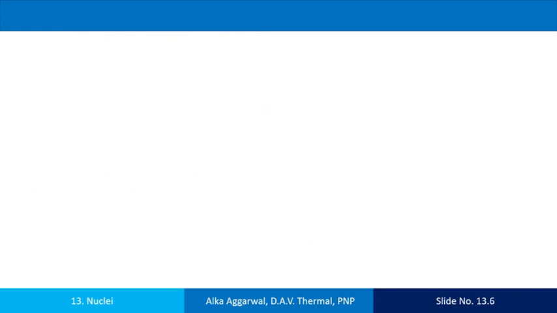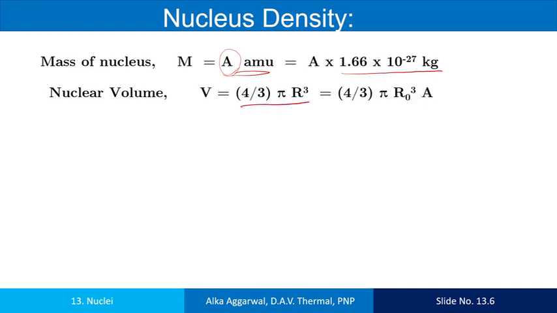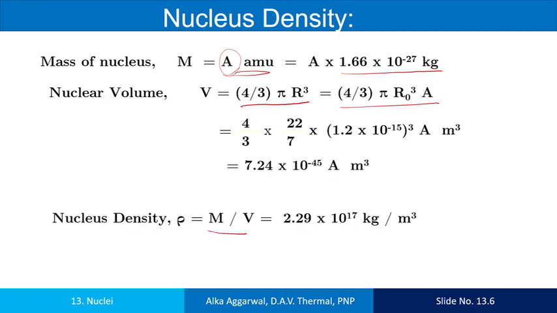Now the nuclear density. As you know, density is mass upon volume. Same here, the nuclear density is the nuclear mass upon nuclear volume. So first we find out the mass of the nucleus. If A is its mass number, then the mass of the nucleus is A AMU, and 1 AMU is 1.66 into 10 to the power minus 27 kg. And the formula for the nuclear volume is 4/3 pi r cube, putting in the values. Density is mass upon volume, so we divide these two and we get this relation.